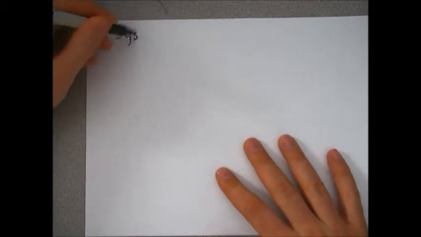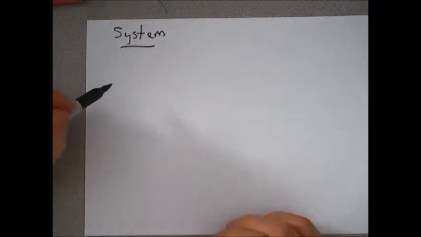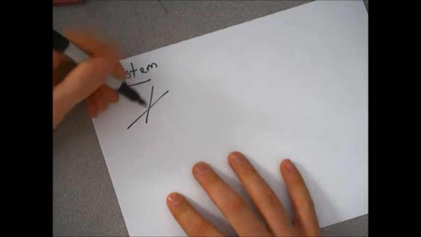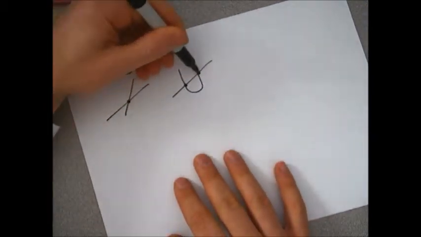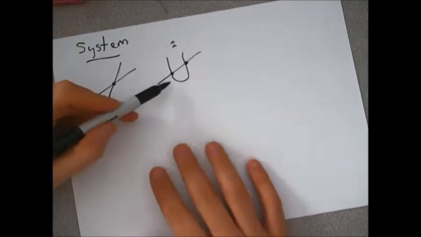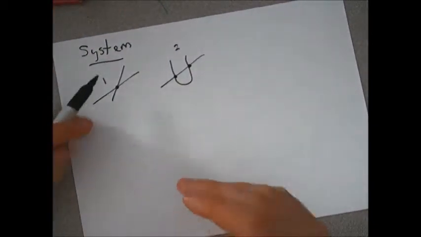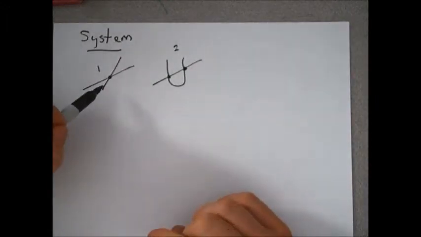Okay, for our next one, we're going to look at a system of equations. For a system of equations, the answer is where the 2 lines intersect. If you have 2 lines, you only have one answer. So that's a linear system. If you have a quadratic and a linear and it intersects at 2 places, then you have 2 answers. In this one, you'd only have 1. So in a system of equations, the answer is always where the 2 graphs intersect each other.